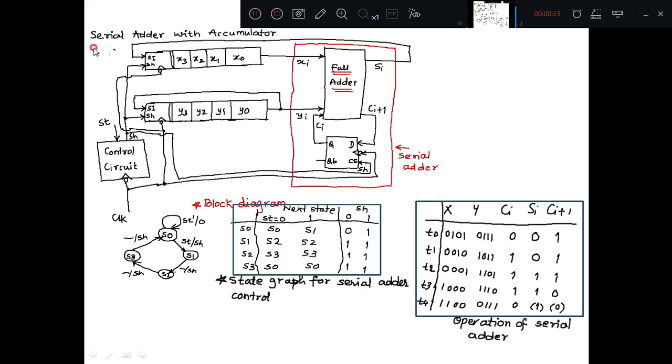In the representation here you can observe a serial adder with accumulator block diagram, a state graph, a state table derived from the state graph, and the operation of the serial adder, how it is happening.